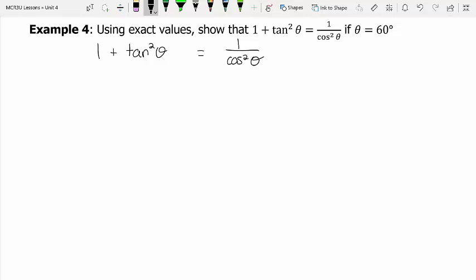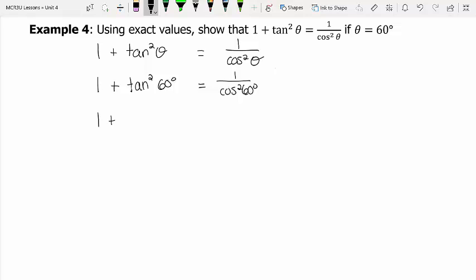Before this lesson, before learning about special triangles, you would have plugged in 60 degrees for theta, and then you would have plugged this into your calculator. Now that we have special triangles, I want you to move away from doing that. We can solve this using our special triangles and using exact values, and I'll show you. So let's plug 60 degrees into the equation. And now let's use our special triangles to solve this so we don't have to use a calculator.